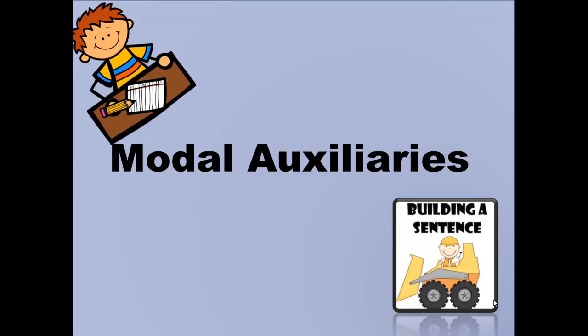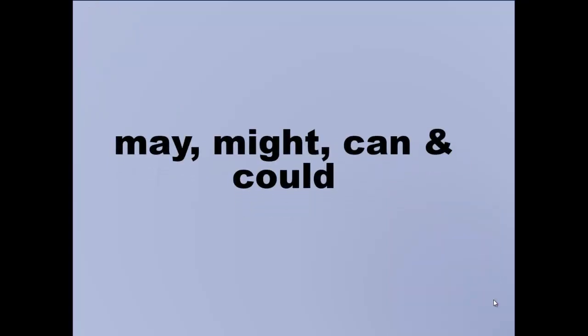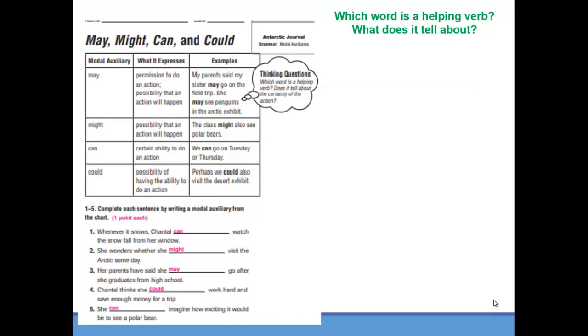So what do they tell? Let's find out. First, we're going to start with the helping verbs or the modal auxiliaries: may, might, can, and could. So let's start with the helping verb may, or the modal auxiliary may. What does it show or what does it express?